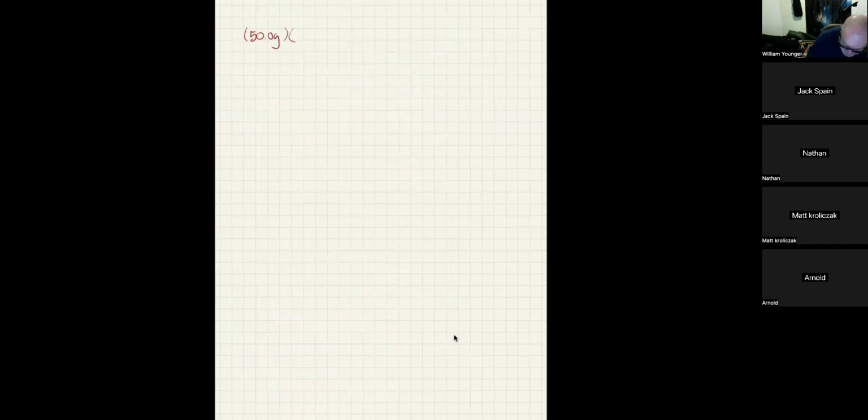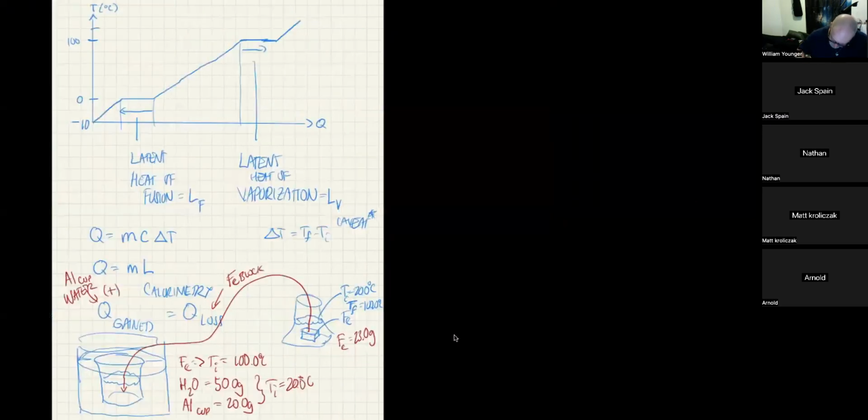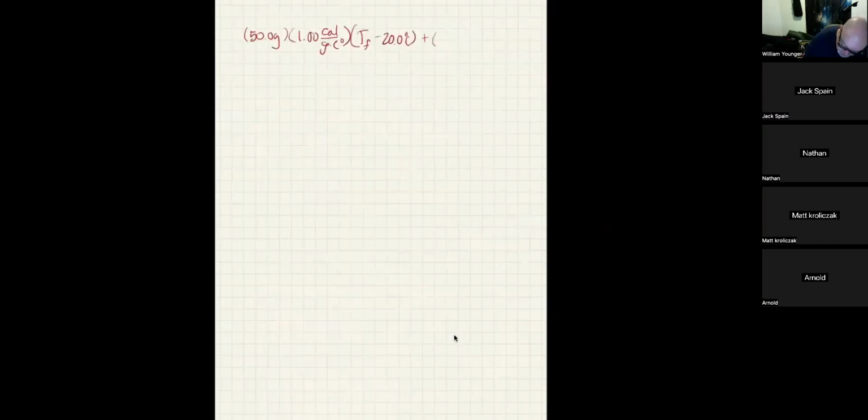the water times 1.00 calories per gram Celsius degree times T final minus 20.0 degrees Celsius plus, what did I say the aluminum mass was? 20 grams. So 20.0 grams times specific heat of aluminum. I don't remember that, but I'll just write C aluminum from table.